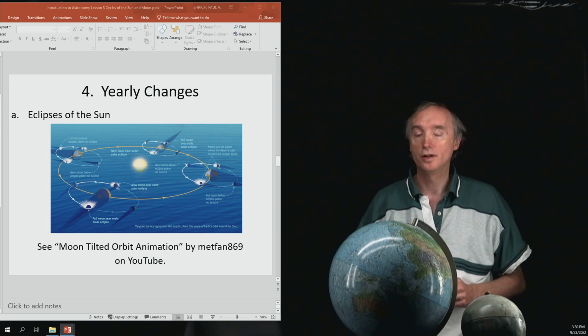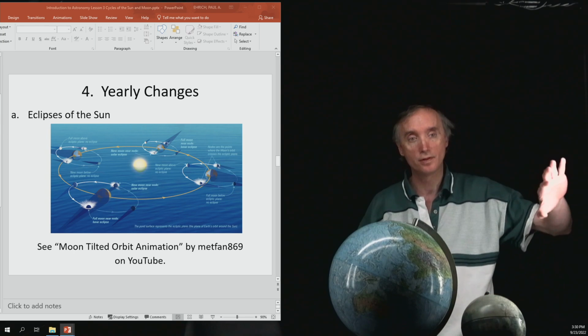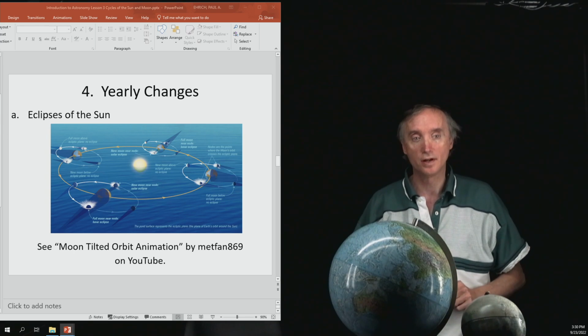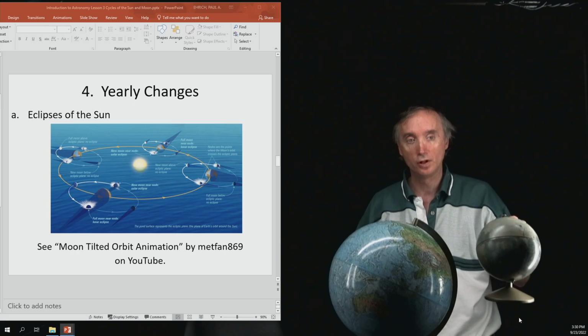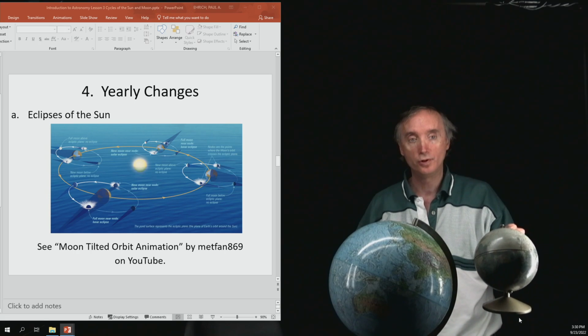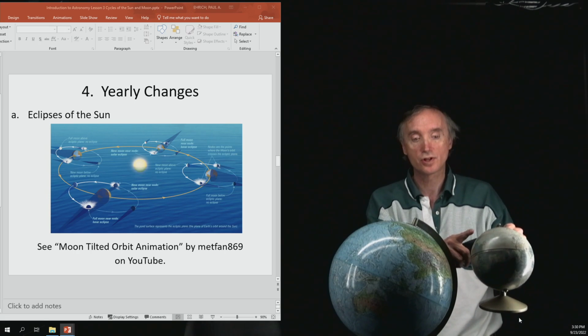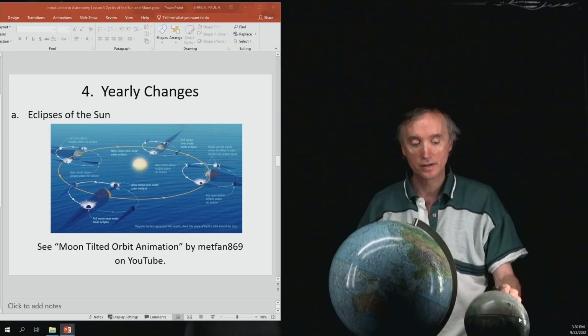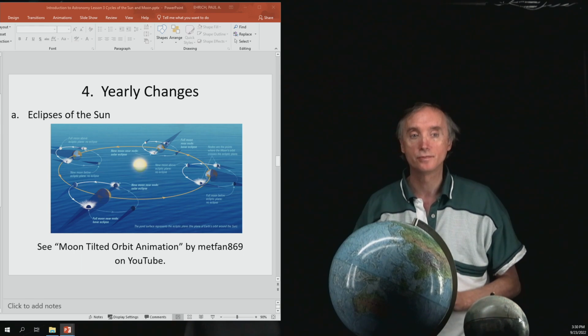A solar eclipse is going to occur whenever the moon gets in between the sun and the earth. If we pretend that this over here is the sun, and then we've got our moon globe here, and we put it in between, then a shadow of the moon will be cast onto the earth. That's going to be a solar eclipse.